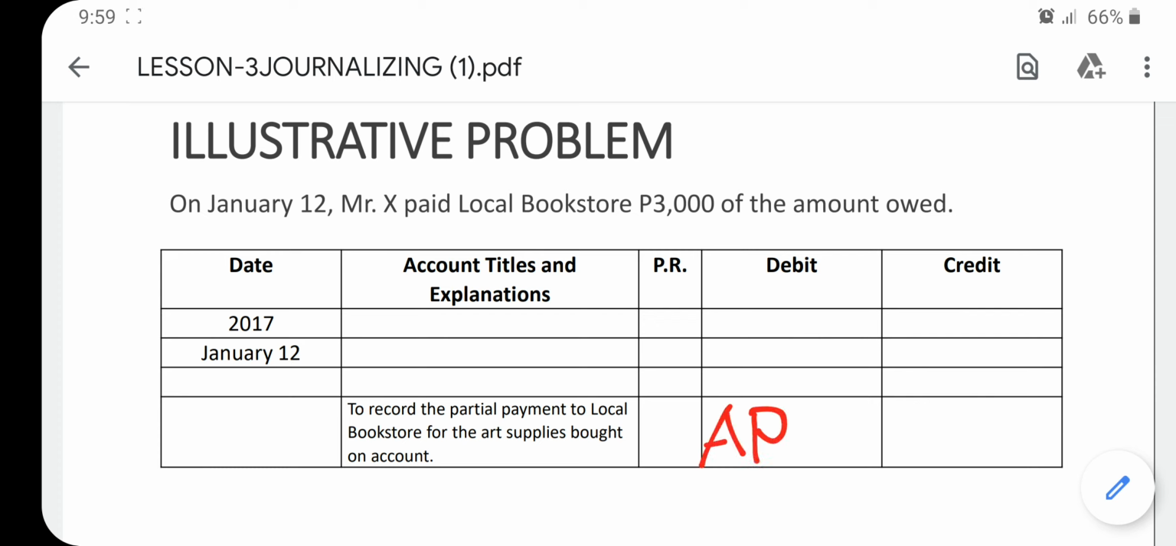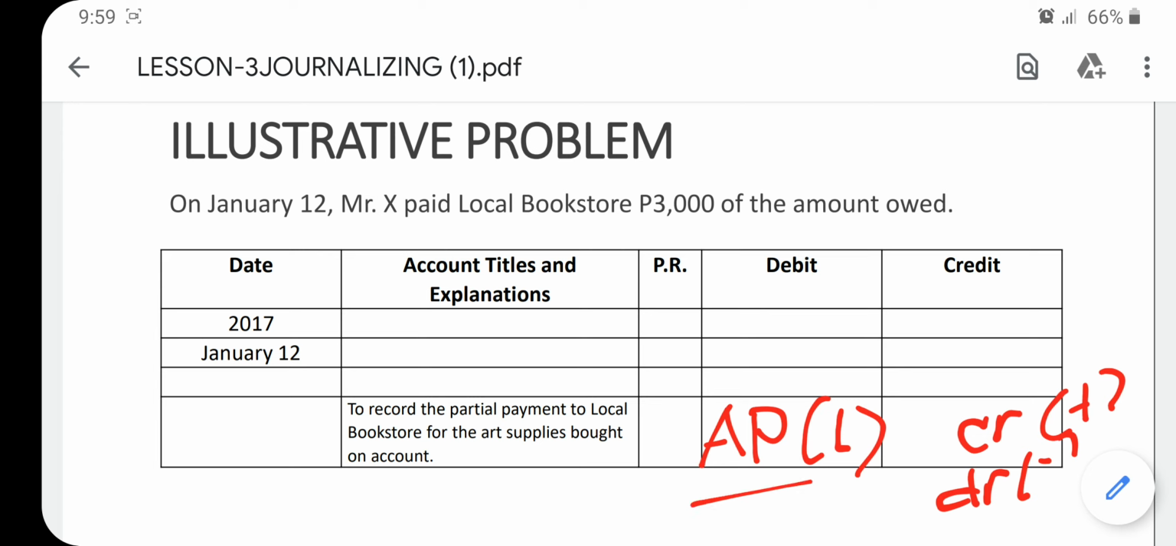An accounts payable is a liability account, and a liability account has a normal balance of credit. So, to show an increase in a liability, we must credit such liability account, and to show a decrease, we must debit it. Since this is a payment of an accounts payable transaction, we're going to debit accounts payable.